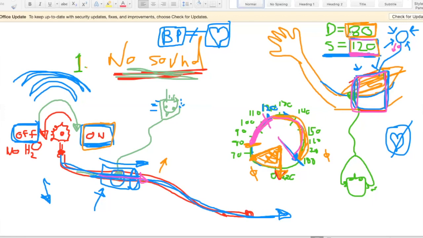But when the heart is relaxing, the cuff is still going to be strong enough to stop the blood from going through. So you won't hear anything. And then the heart's going to beat again, and it's going to overcome the pressure in the sphygmomanometer, and then you'll hear a beat. But then during diastole, you won't, but then during systole, you will again. And then you will again.